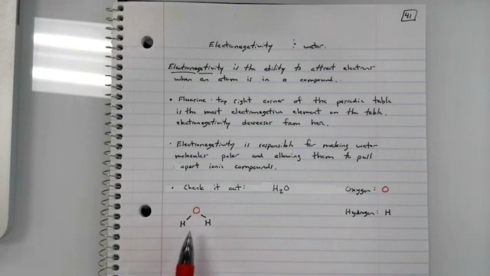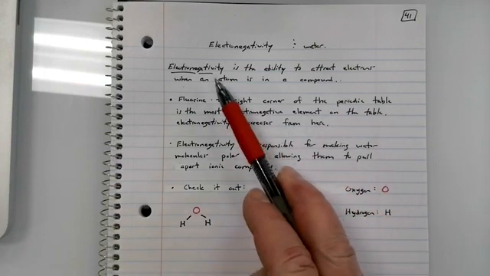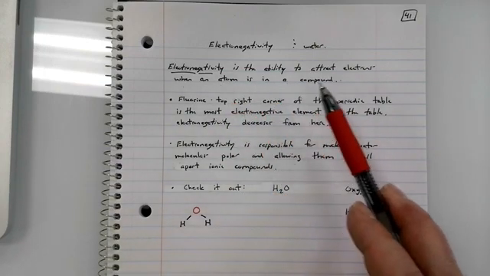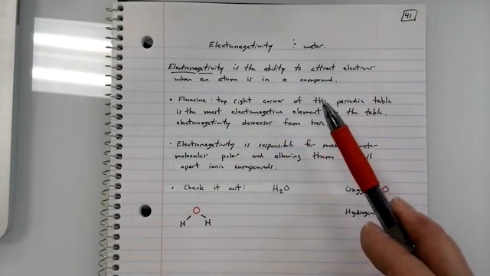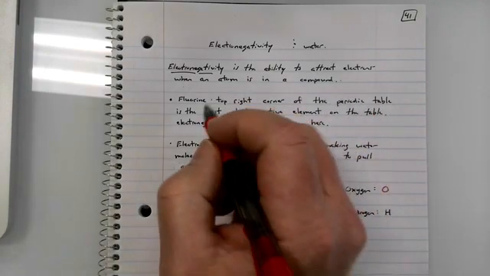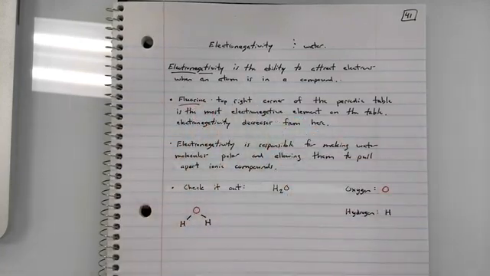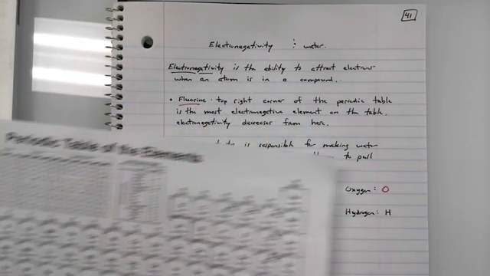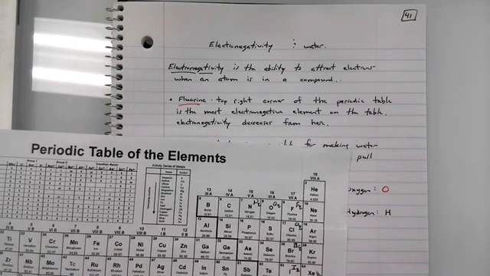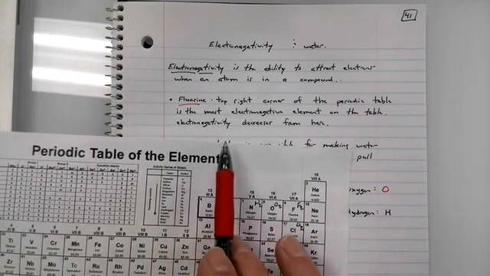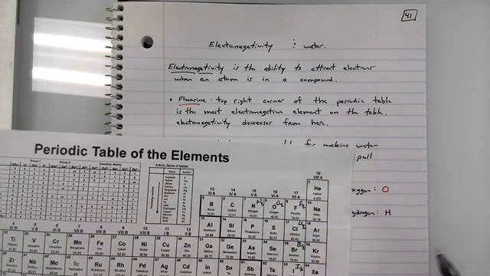And then we learned this bit about electronegativity. We know there's electrons from the oxygen and electrons from the hydrogen. They're all floating around everywhere. But we also have learned now that electronegativity is the ability to attract electrons in an atom when an atom is in a compound. And we also know that fluorine, on the top right corner of the periodic table, is the most electronegative element on the table.